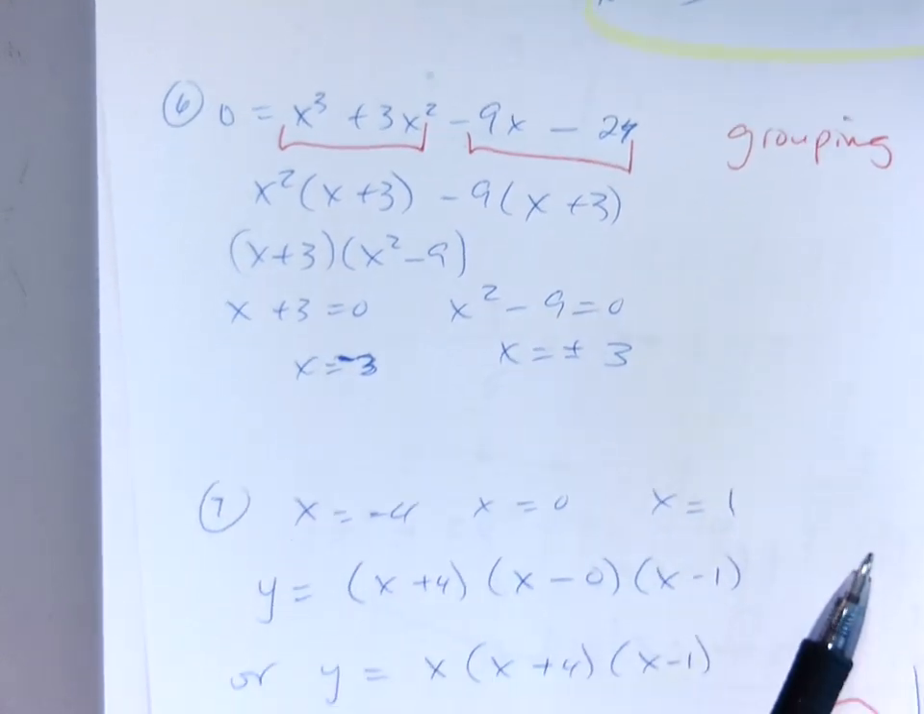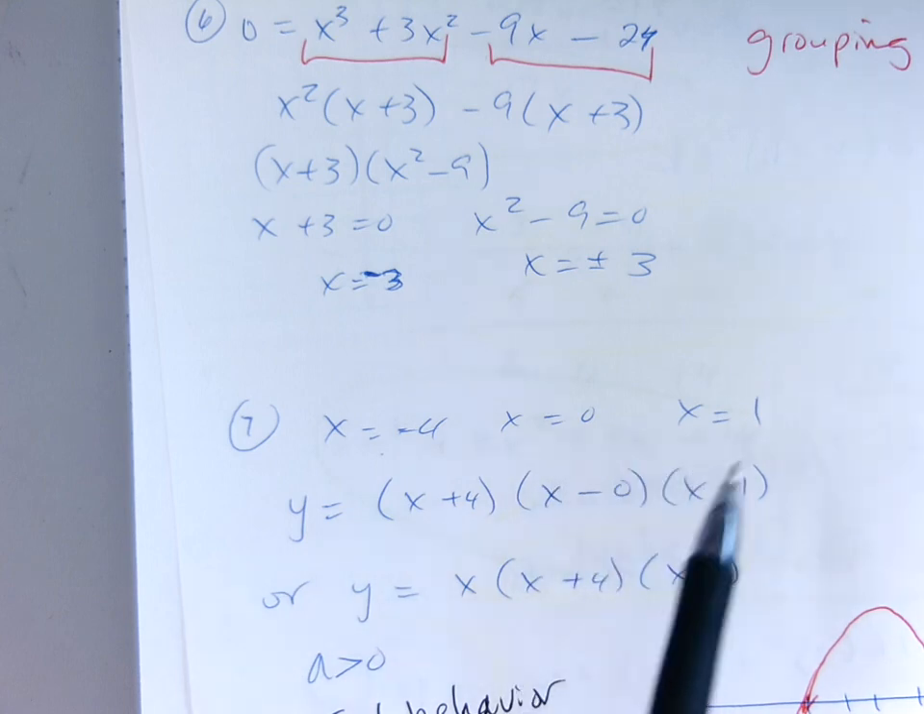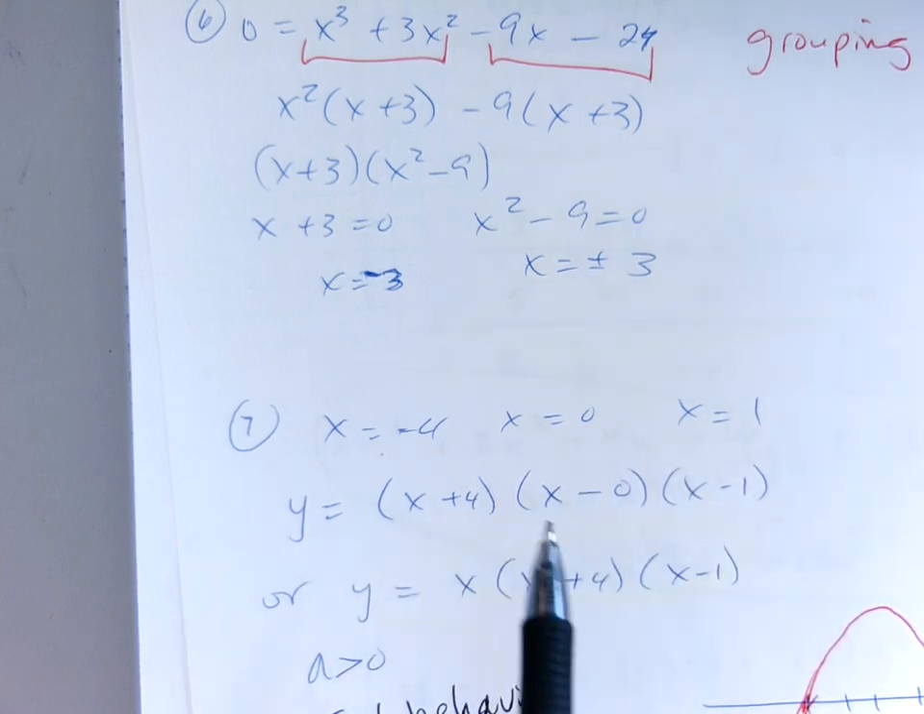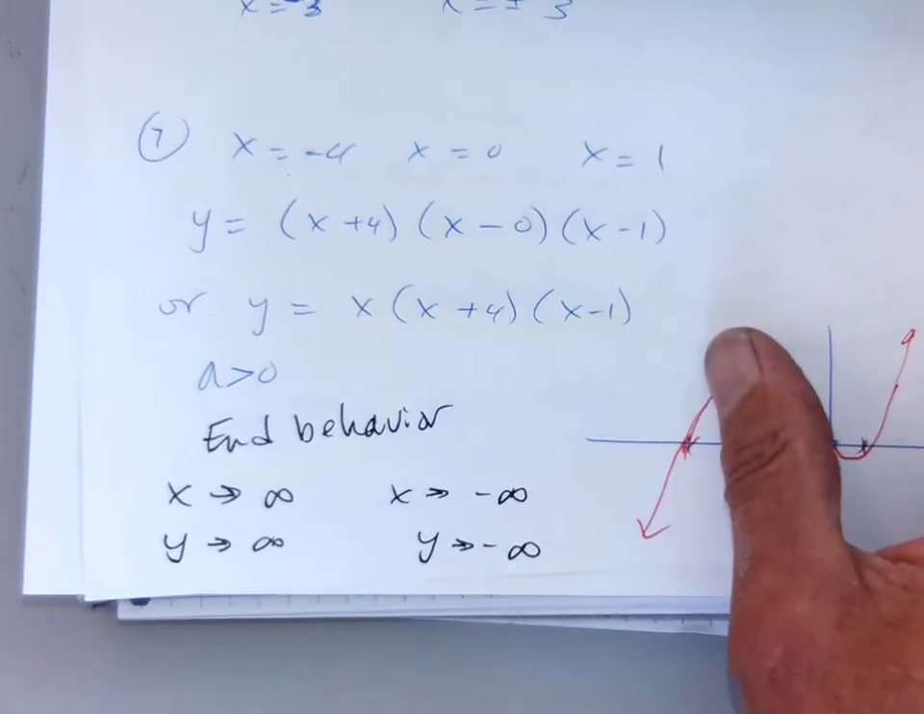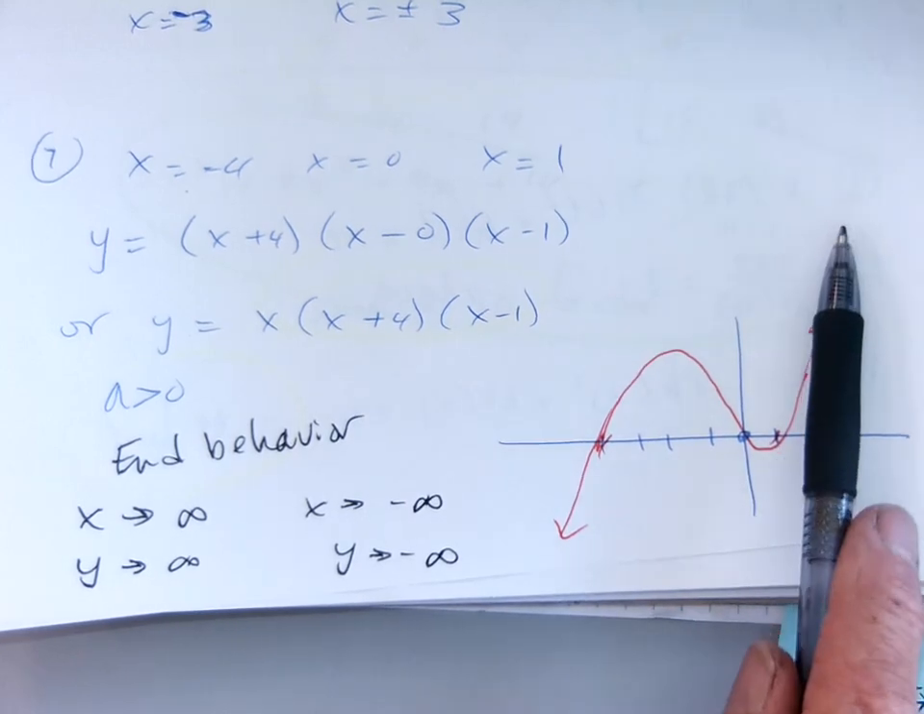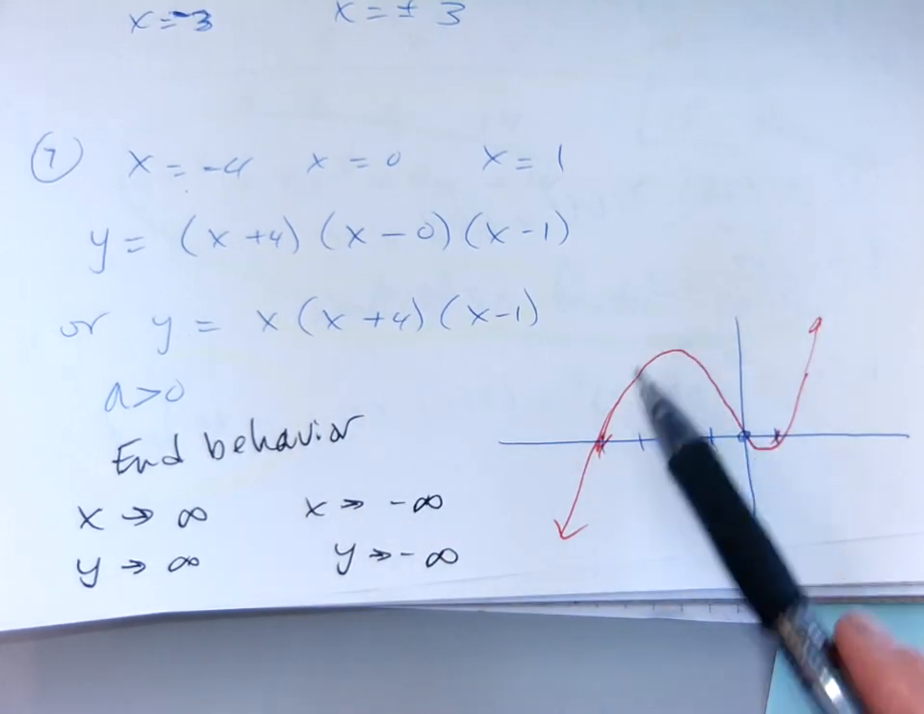Okay? 7, if these are the zeros, I can rewrite it as x plus 4, x minus 1, and x plus 1, which basically is x times x plus 4 times x minus 1. Well, if a is positive, then my graph looks like this. End behavior I will ask on the test. So you know as x goes to infinity, y goes to infinity. As x goes to negative infinity, y goes to negative infinity.